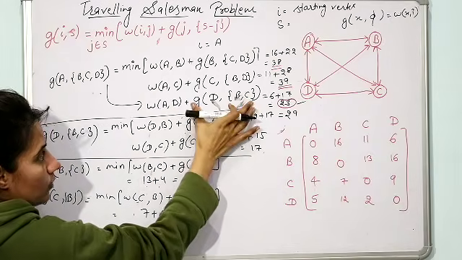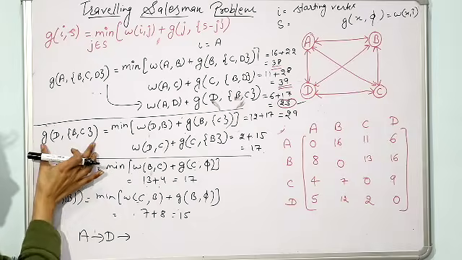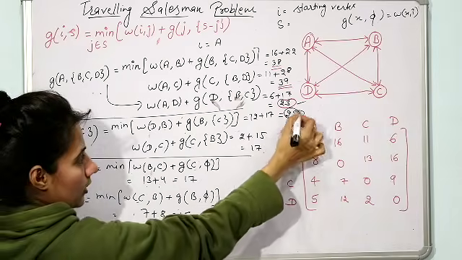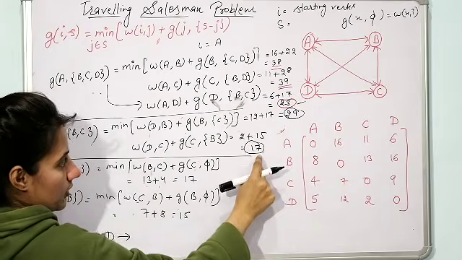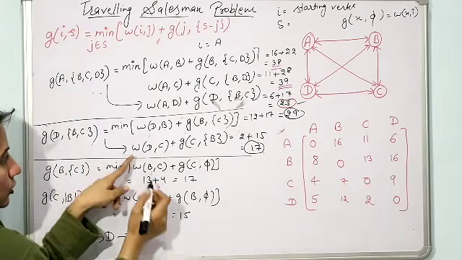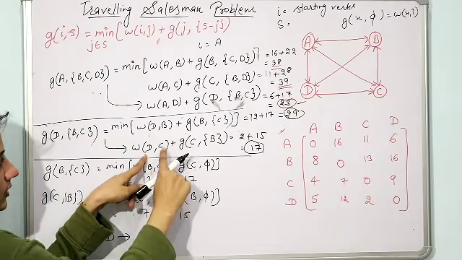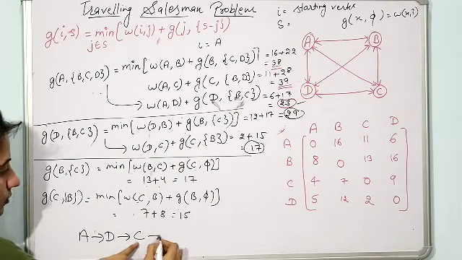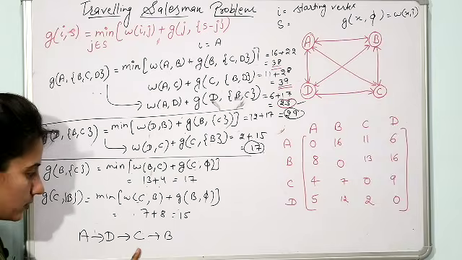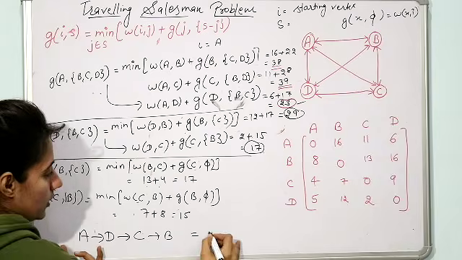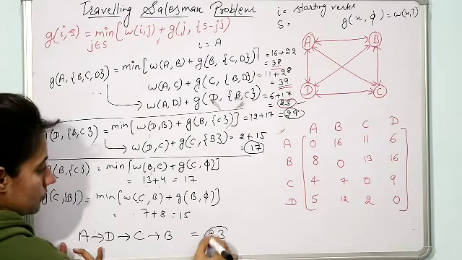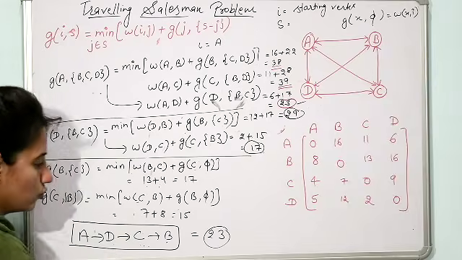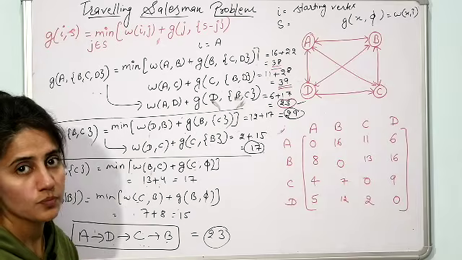Then when solving this one, D, B, C, which one is minimum out of 29 and 17? We have taken 17, so you would go to this one. Now after D, what we have selected is C. Now finally after C, we can go to B. So the route would be, with cost 23, A to D, then D to C, and then C to B, and then B back to A.